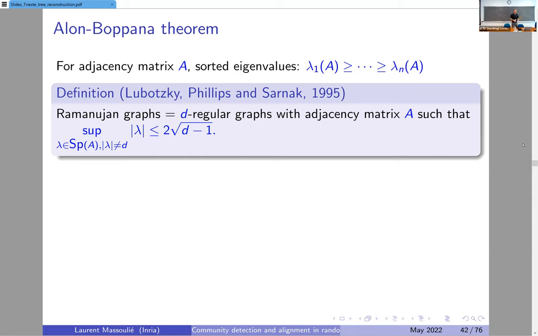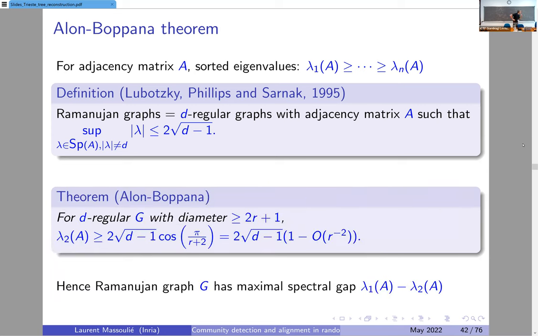So for an arbitrary number of nodes. If you have a family of Ramanujan graphs, this is also an expanding family because you have this gap that does not vanish. But the interesting property comes from this theorem due to Alon and Boppana in the 80s, which says that this is the best possible spectral gap that you can get for regular graphs, in fact.